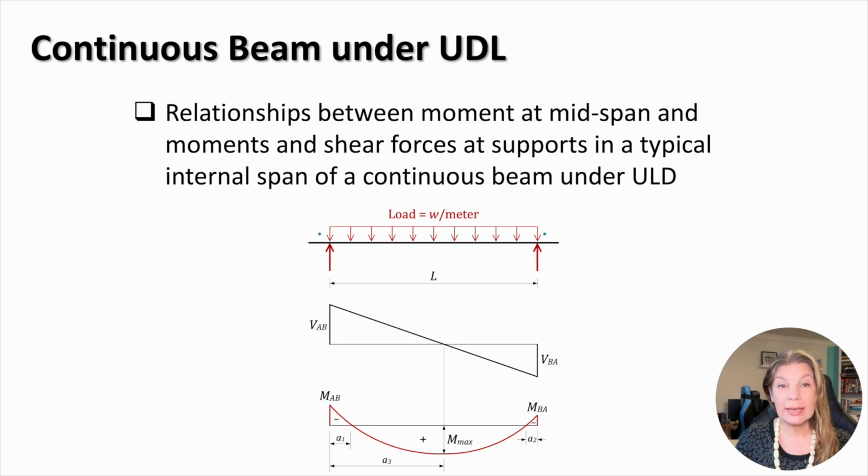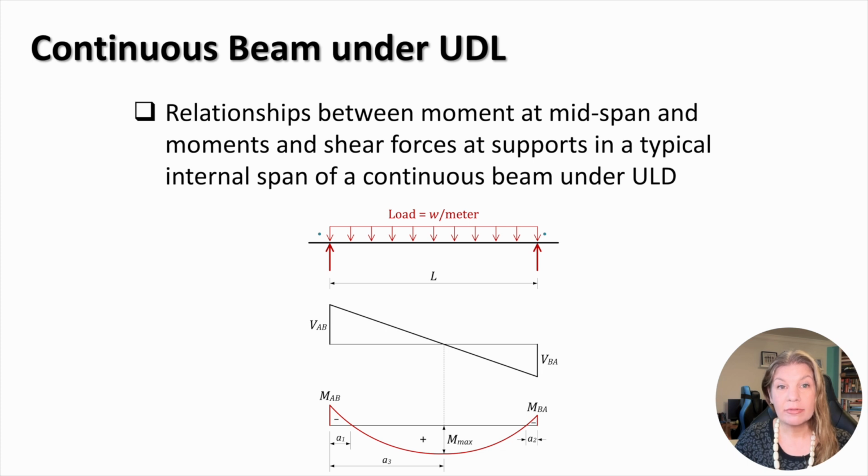To be able to recalculate span bending moments and shear forces after redistribution of a support moment, we need to develop relationships between the moment at midspan and the moments and shear forces at supports in a typical internal span of a continuous beam under a uniformly distributed load. Let's consider a typical span AB of a continuous beam under a uniformly distributed load. The corresponding shear force and bending moment diagrams are shown on this slide.